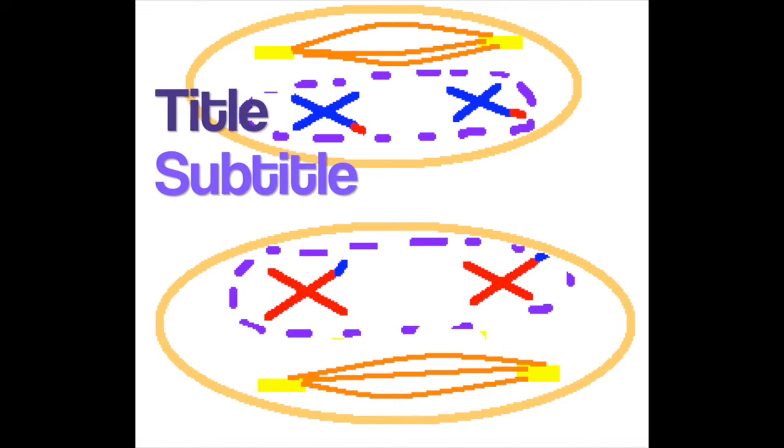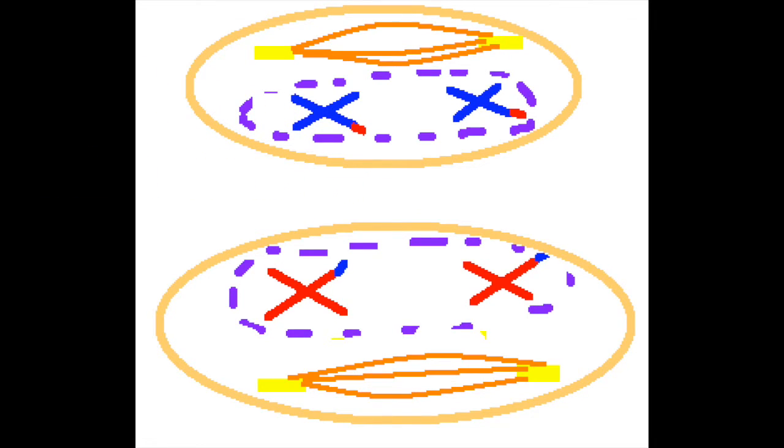The next part of meiosis is meiosis 2, where the sister chromatids are split. Prophase 2 is the first part of meiosis 2. The centrioles begin to move apart and begin to form the mitotic spindle. The chromosomes begin to move towards the center of the cell.